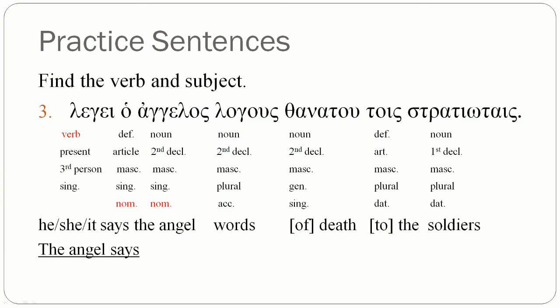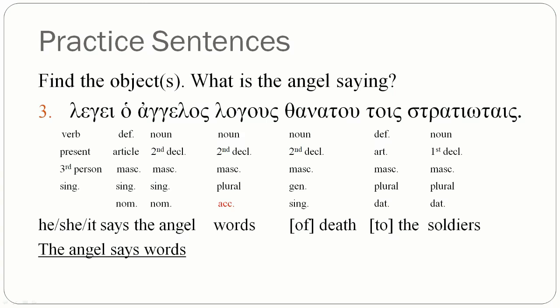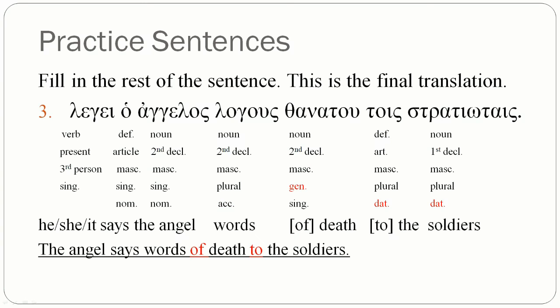This could even be just the messenger speaks. It doesn't have to be a divine entity. But here, let's just translate it angel. So the angel says. Now from here, what does the angel say? It's going to be that accusative. That's going to be your direct object. So the angel says words. And then from there, you can fill in the rest. The angel says words of death to the soldiers.